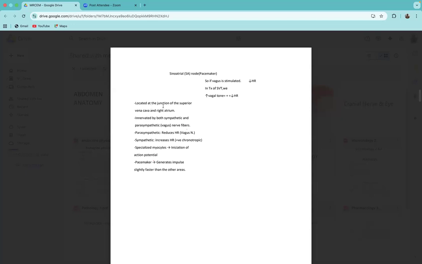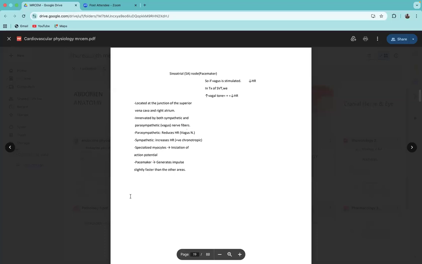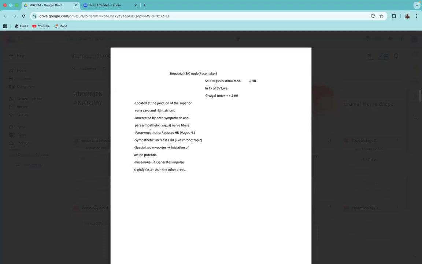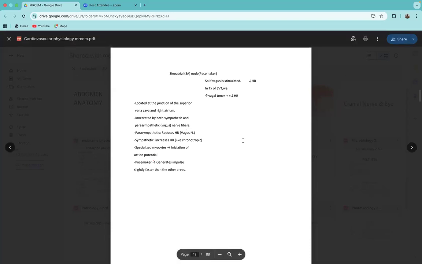Okay. Located in the junction of the superior vena cava and the right atrium, the SA node or sinoatrial node is basically present where the superior vena cava goes upward like this. Okay. So we can see this is the superior vena cava, and this is the inferior vena cava, and this is the superior vena cava. And this is basically the right atrial wall, suppose.